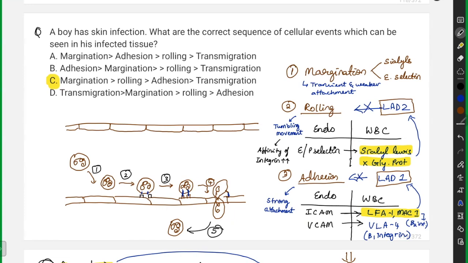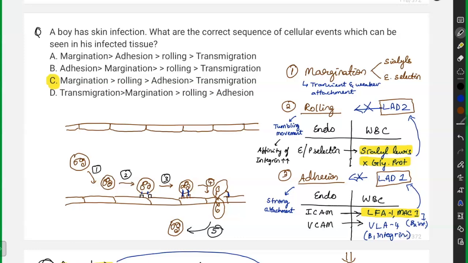Okay, wow. Now coming towards the cellular changes. First what happens, there are going to be vascular changes. Followed by vascular changes, there are going to be cellular changes. Cellular changes is nothing but the leukocyte being recruited from the vessel into the inflamed site. This can be divided into three stages.